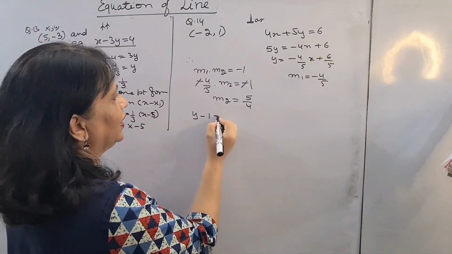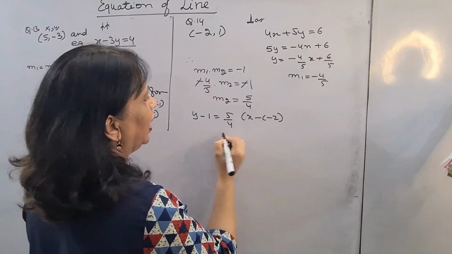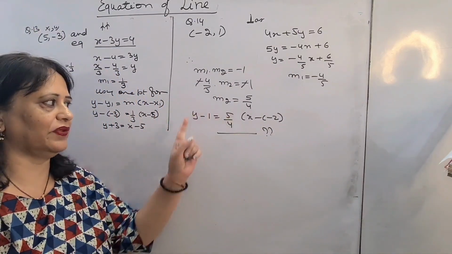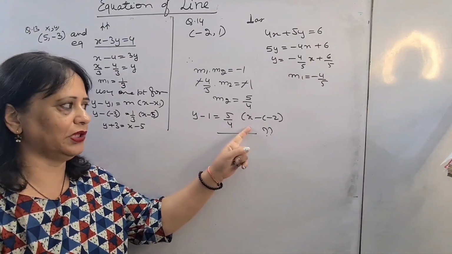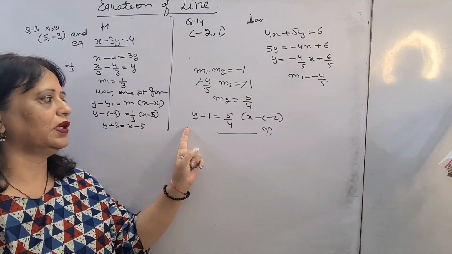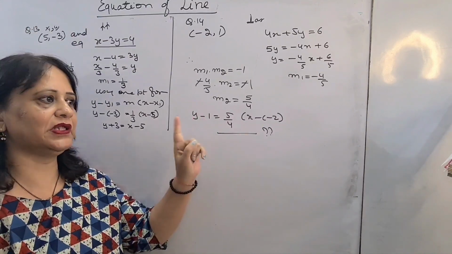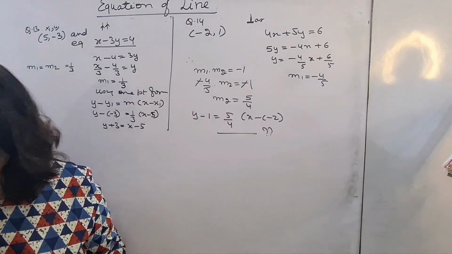y minus 1 is equal to 5 by 4 into x minus minus 2, and do the needful. Needful means all the terms on the left hand side, as I have explained before also, and the right hand side should be equal to 0. x should come in the first place, then y, then the constant term. This is the way of representing the questions of equation of line.